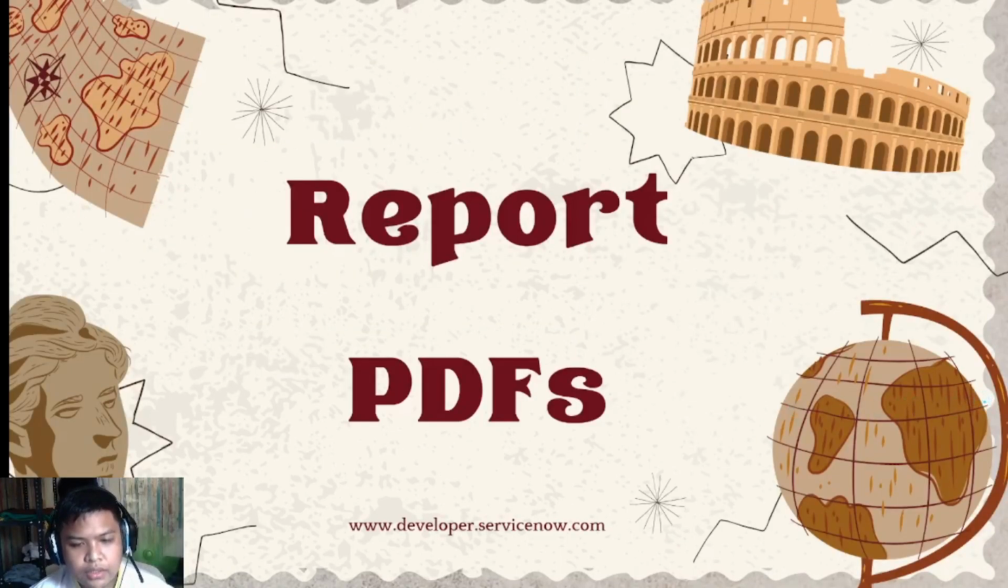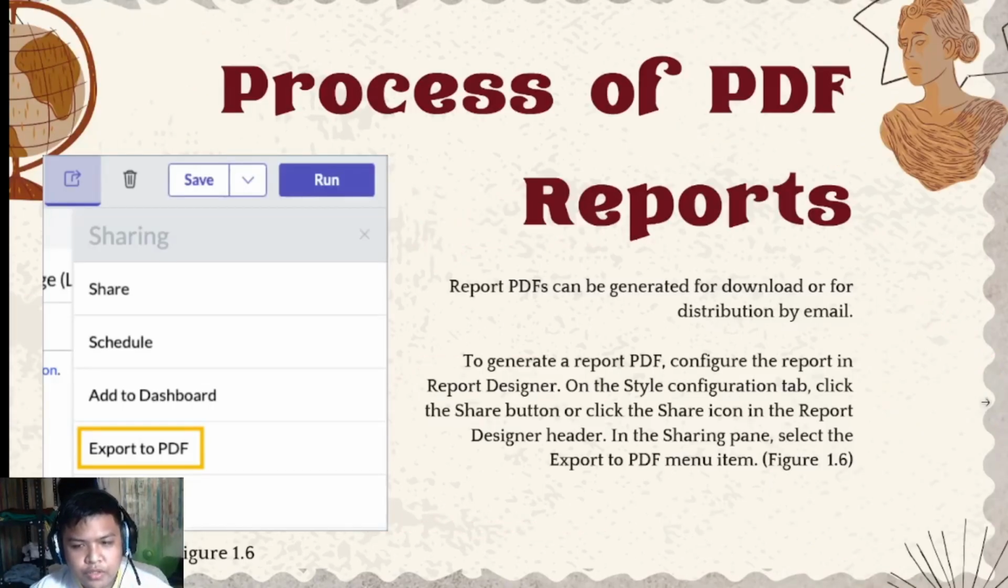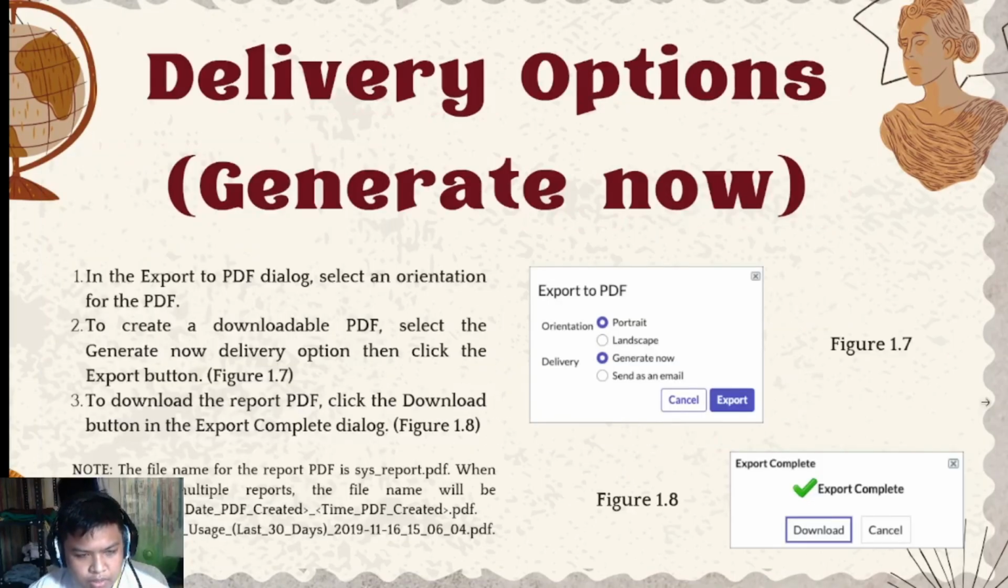And finally, the report PDFs. Report PDFs can be generated for download or for distribution by email. You can export any report as a PDF. You just need to go to Share, then Export to PDF, and you can either download it right away or email it directly to someone, just like shown in figures 1.7 and 1.8.